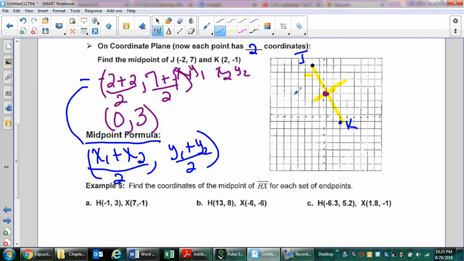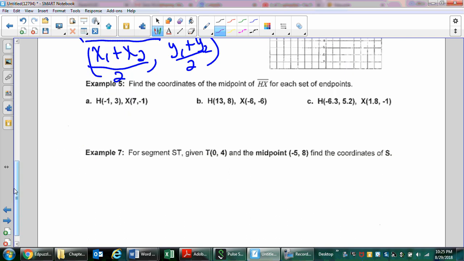Sometimes it's good to estimate where it is going to be. If this is the line, where is that midpoint? Because that helps you see if you come up with an answer that is off the chart. If you come up with an answer that's here, you know what you did is wrong. There's no way it's going to be the midpoint. So I want you to use your common sense.